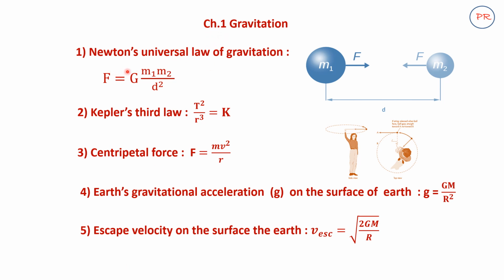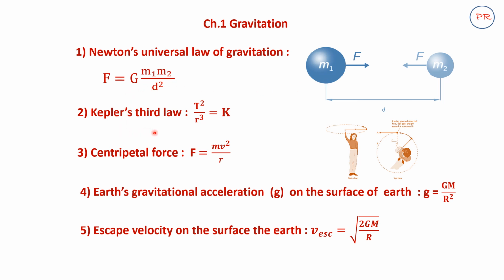The first formula, Newton's universal law of gravitation. F is equal to G m1 m2 upon d square, where m1 and m2 are the two masses separated by a distance d over here. So the force of attraction or repulsion between them is given by this formula.